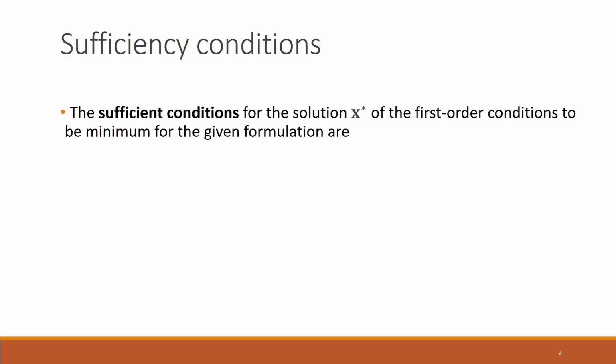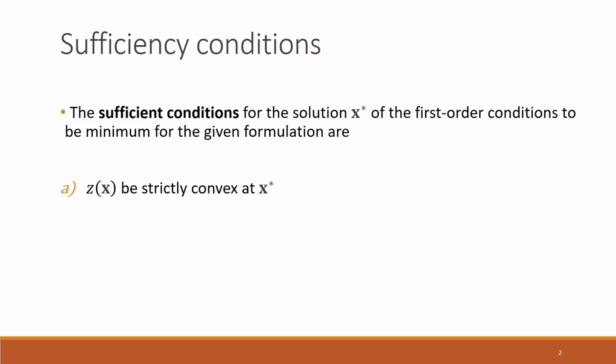In the last class, we were discussing the KKT conditions, or the first order conditions, of constrained optimization problems with linear equality constraints and non-negativity constraints. Those conditions are required to find the stationary solutions, but stationary solutions need not be optimal. That is why we require some further conditions to argue whether a stationary point x star is optimal or not. The sufficient conditions for the solution x star of the first order conditions to be a minimum for the given formulation are as follows.